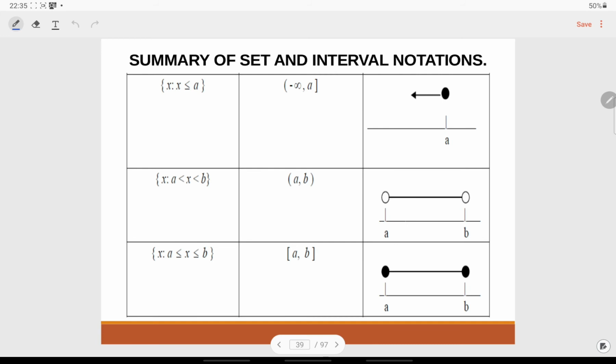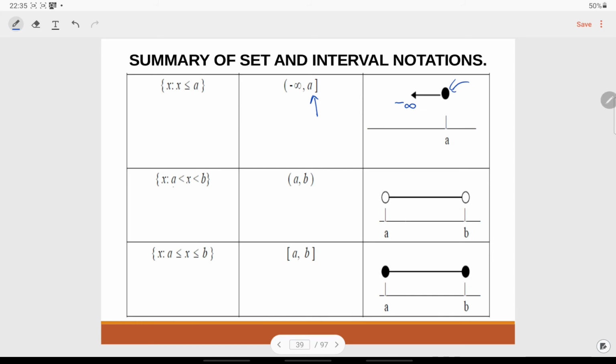Next is x less than or equal to a. That means now it includes a. So we need to use the square parenthesis. In the graph form, we use the solid black circle, moving from a down to negative infinity.